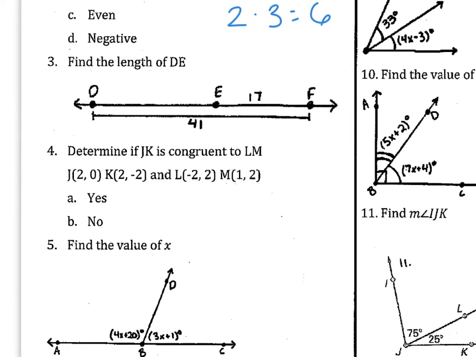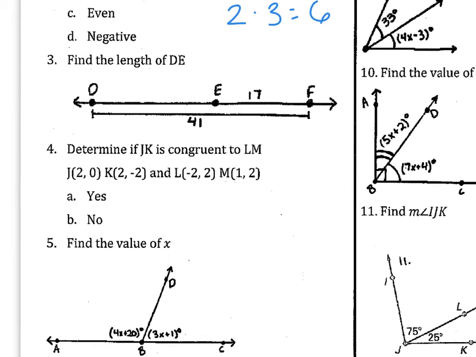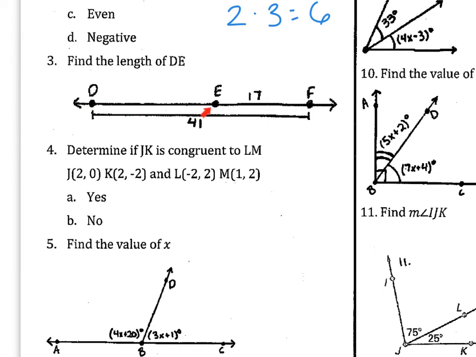Number 3. You want to find the length of D to E. That's from here to here. So the whole thing is 41 units. E to F is 17. Figure out just what's this piece right here, just from here to here.